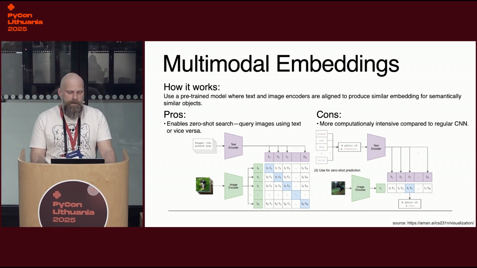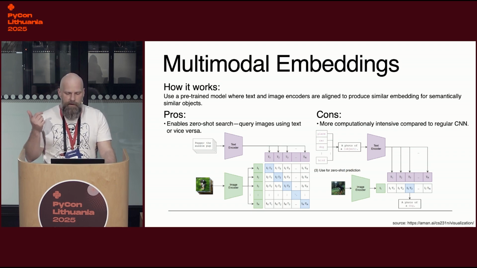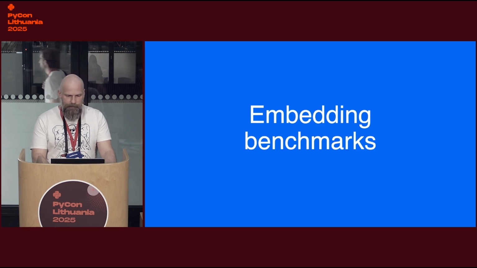So in some cases it's useful because you can use those for zero-shot search and image classification. You can show an image and say, for example, is this a photo of a cat, a photo of a dog, or something like that, and the one text that corresponds best to the image will have the highest similarity between embeddings produced.